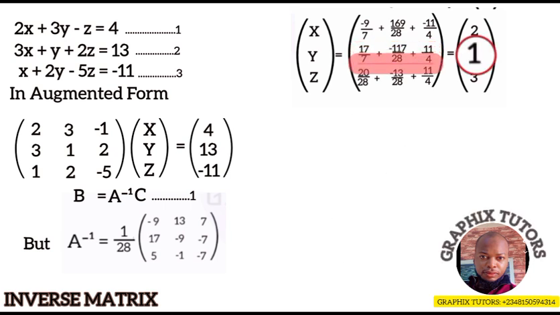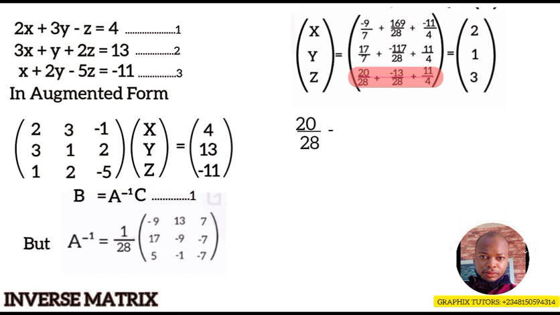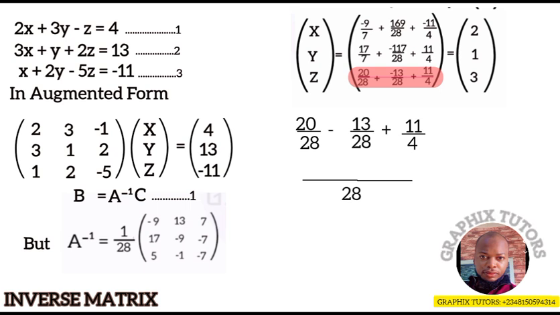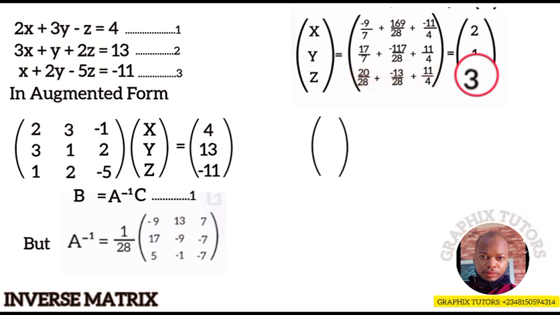So if I go for the third one, I have 20 over 28 minus, because plus times minus is minus, 13 over 28 plus 11 over 4. The LCM is what? 28. So 28 into 28 is 1, 1 times 20 is 20. 28 into 28 is 1, 1 times 13 is 13. And 4 into 28 is 7, 7 times 11 is 77. So by the time you do 20 minus 13 plus 77, you'll have 84. And 84 over 28 is given as what? 3. So my value for z in the third row is 3.